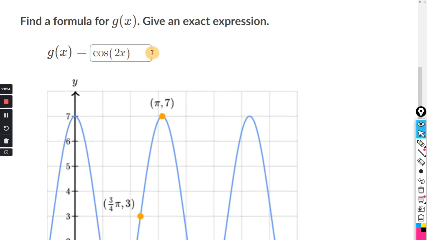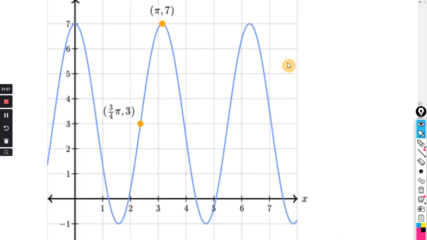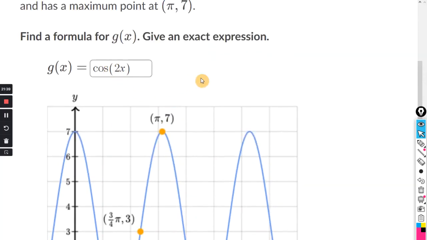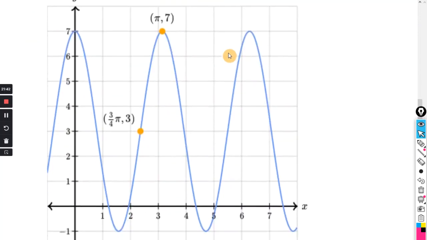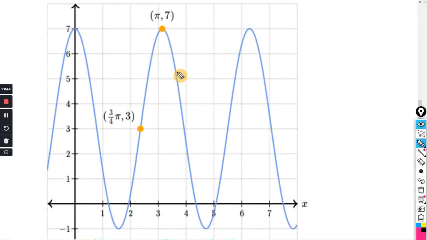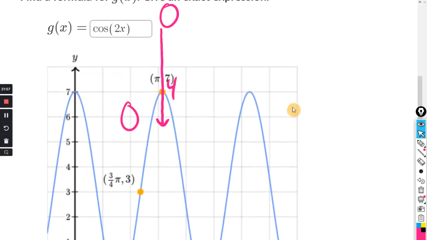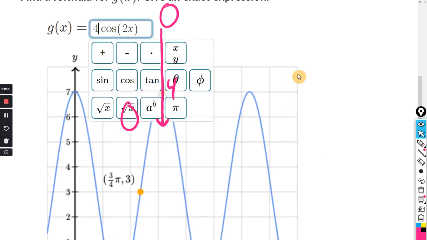All right, now the phase shift. Well, luckily, there is no phase shift. You see this here? It's on the y-axis. So we don't have to shift it left or right at all. That makes it easier. Okay, so I'm going to leave cosine of 2x. Now let's do amplitude, or the value for a. A goes halfway down. All right, again, this one is easy because they give us the coordinates. We're going from 7 to 3. So 7 minus 3 is just 4. So the value for a in the front is going to be 4.